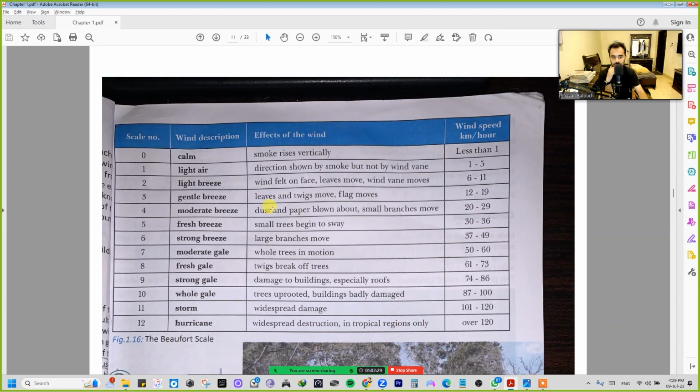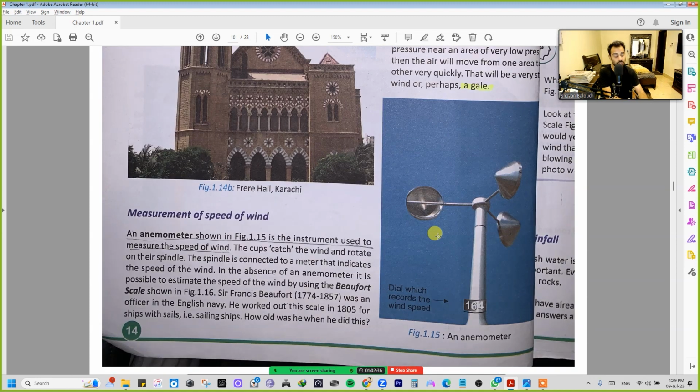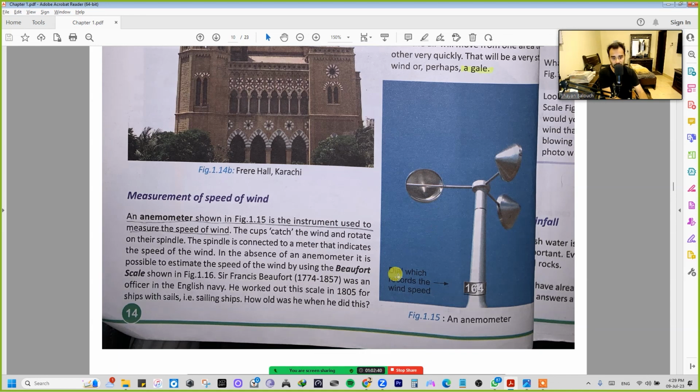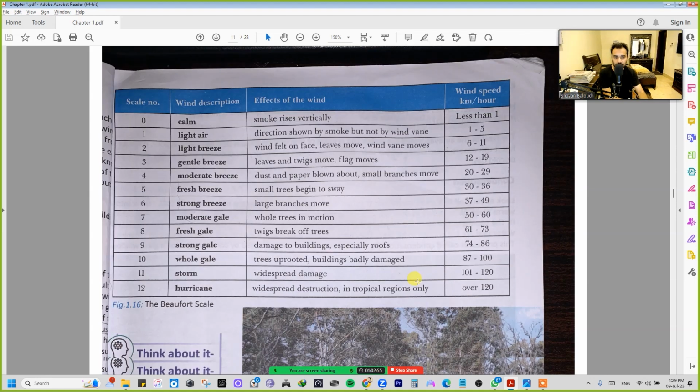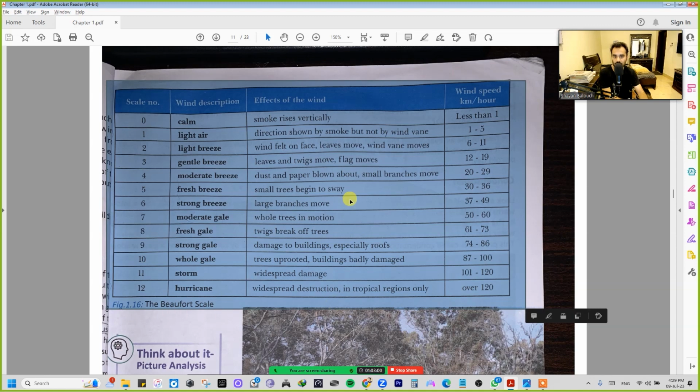Now, what is an anemometer? This is something that is used to measure the speed of the wind. It's a dial which records the wind speed. This is done digitally over here. Otherwise, it must be connected with some kind of wires, and on a digital meter it must be showing the speed and everything. Then this is something that Sir Francis Beaufort had created.